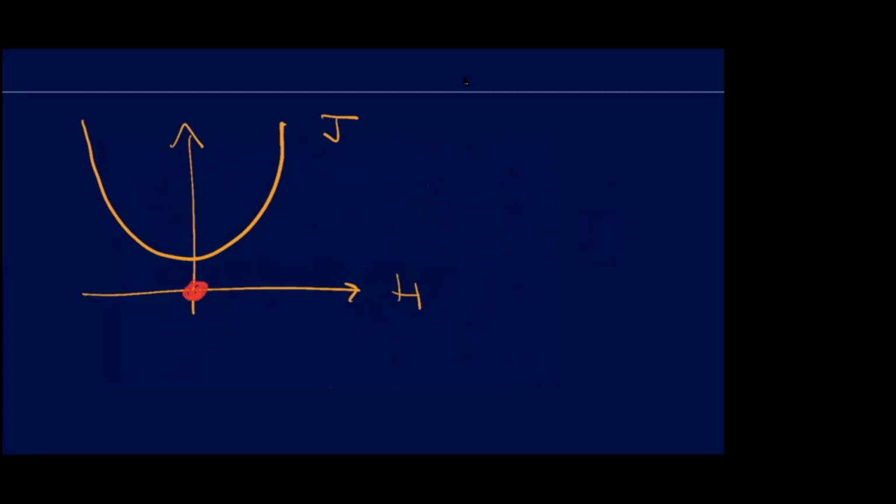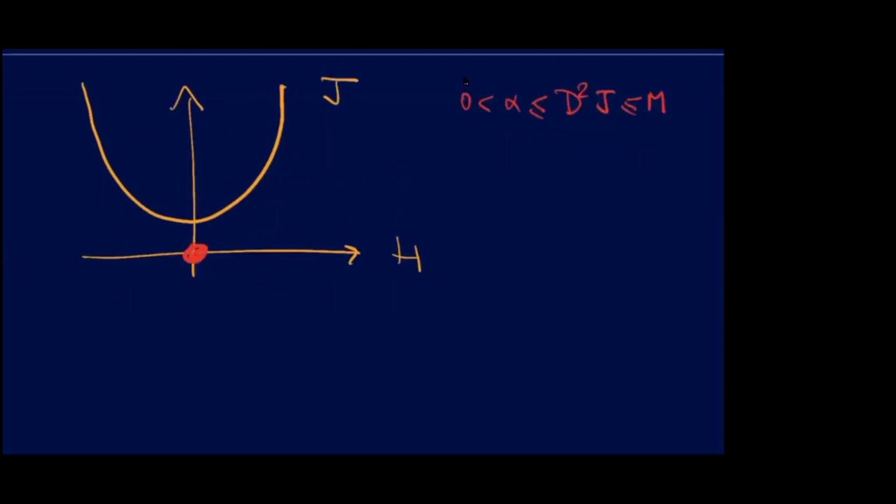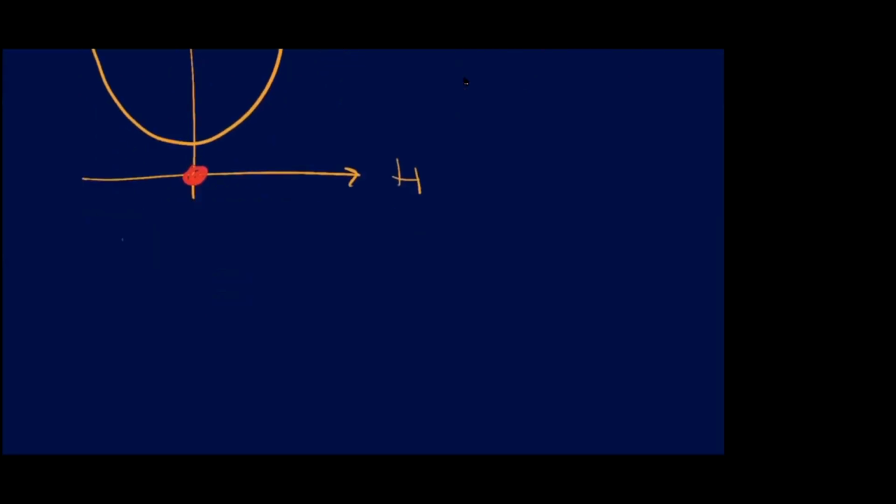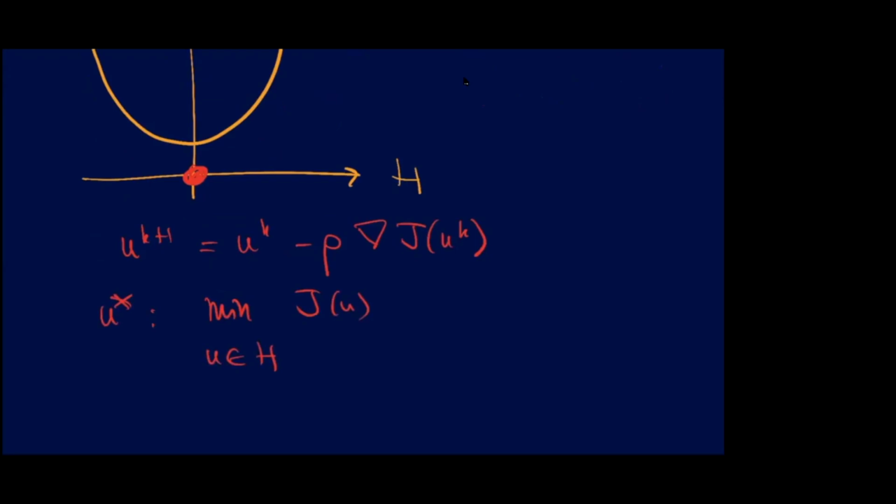So the conditions I have are that alpha is positive, a lower bound on the Hessian, and m is an upper bound on the Hessian. And I'm saying that u_{k+1} is equal to u_k minus rho times the gradient of J at u_k. On the other hand, u star is the minimizer of J on the space H. Because it's a minimizer, this implies that the gradient of J at u star is equal to 0. So what happens then?